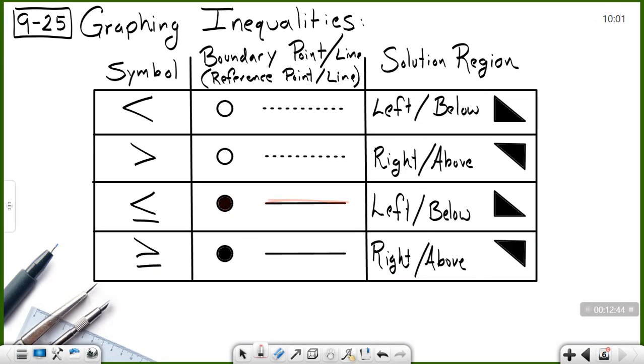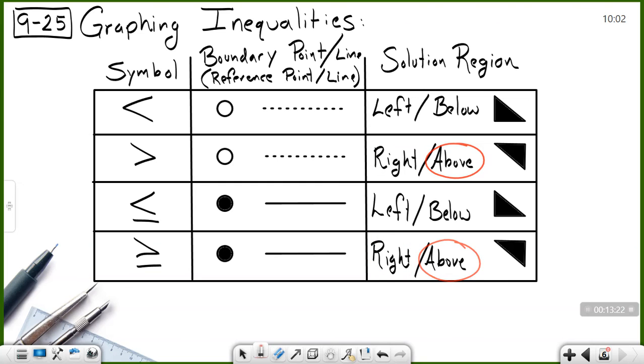How can you remember that? Well, look at the symbol. Look underneath the symbol. I've got a solid line under the symbol, therefore a solid line on my graph. Now let's look at our solution region. If I have something that is less than, then I'm going to be shading to the left on a number line or below my graph on a two-dimensional coordinate grid. If I have something that is greater than, then I'm going to be shading to the right of our boundary point on a number line or above my boundary line on a coordinate grid.